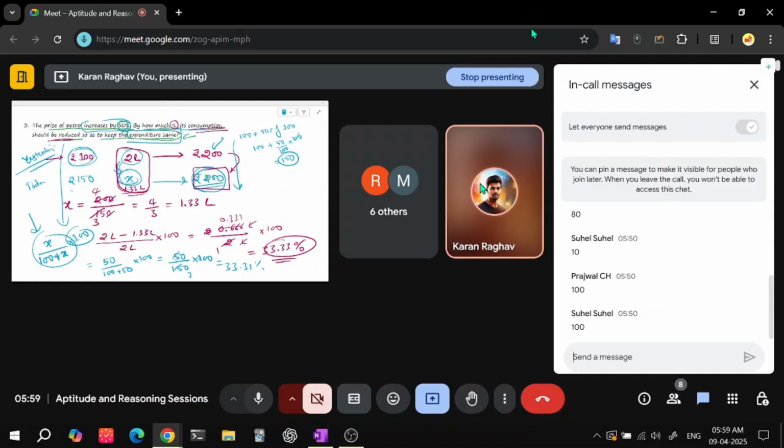I hope this was helpful. There are three questions. We have got some more questions and we will be solving them tomorrow, because percentage is used in almost all the fields, and that's why percentage questions are very frequent in the competitive exams.